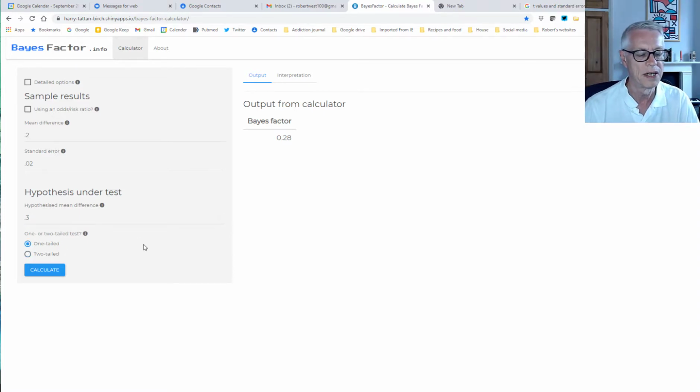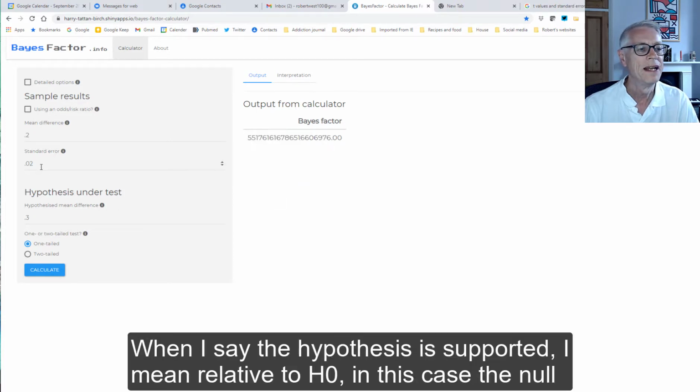And because we're expecting it to be one-sided, to go one way, we call it a one-tail test, and we calculate it, and boy, do we get a big Bayes factor. So that hypothesis is very clearly supported. That is definitely more than 3. Let's make the standard error a bit more realistic. Let's call it 0.1, and recalculate it. It's still looking pretty promising, so it's still supporting the hypothesis, okay?